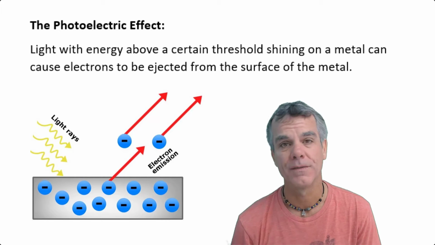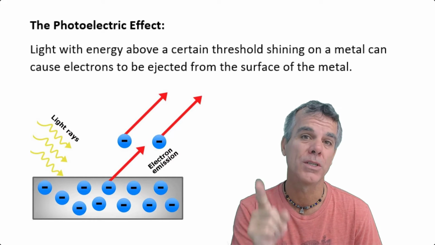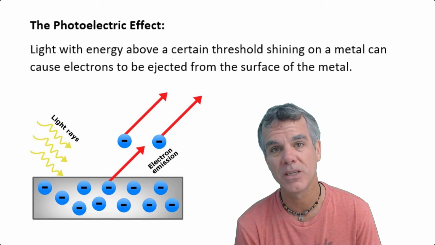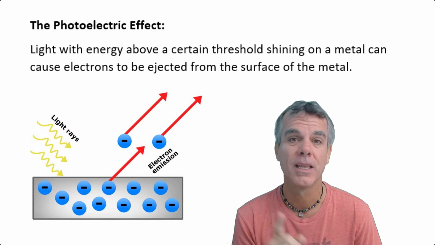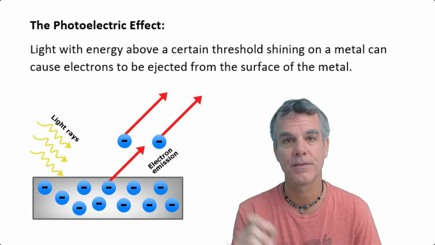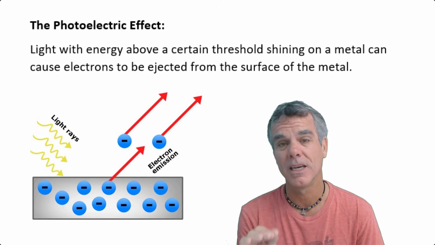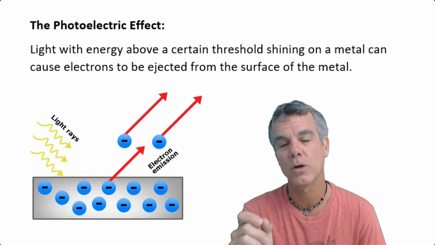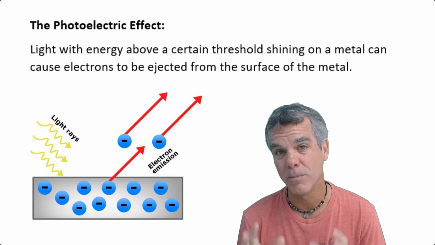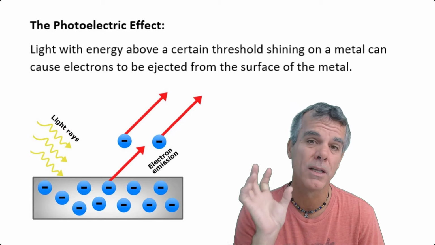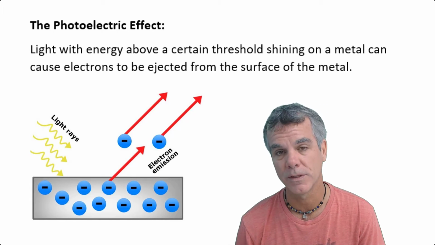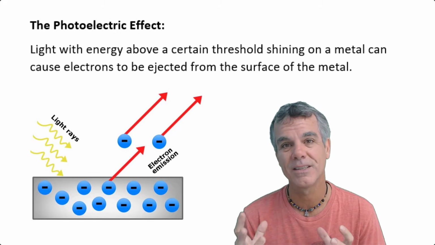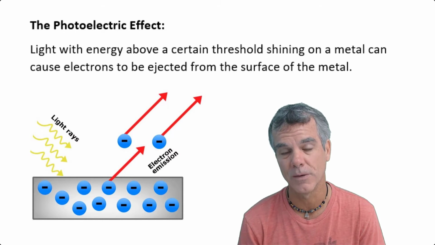The photoelectric effect is the phenomenon in which light shining on a metal can cause electrons to be ejected from the surface of the metal if the light has enough energy. Basically, the light has to have a minimum amount of energy above what's called the work function of the metal, which is the minimum amount of energy required to eject an electron from the surface of the metal. The work function depends upon the type of metal and how tightly bound the electrons are.